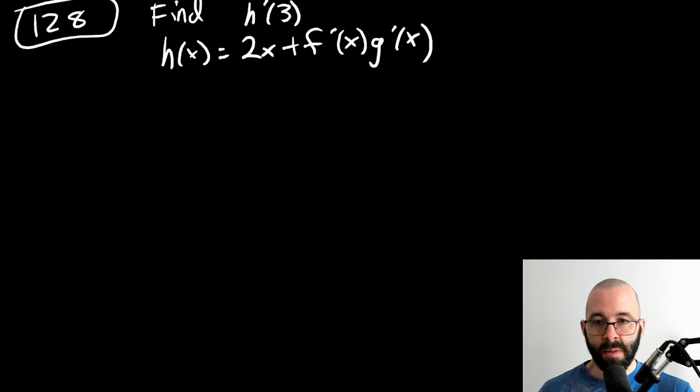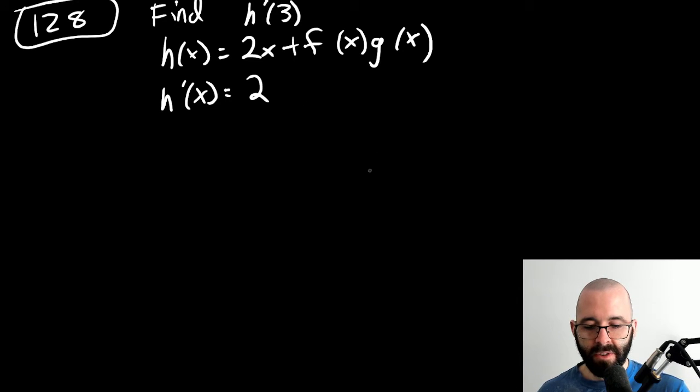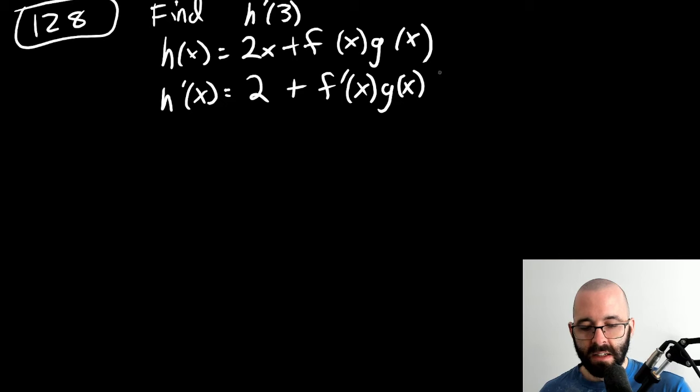This is going to follow a similar line of logic. We first have to find out what h prime is. Well, let's use what we know about derivatives. That's going to be the derivative of the first function plus the derivative of this. And again, we'll use the product rule. F prime of x, g of x plus f of x, g prime of x.